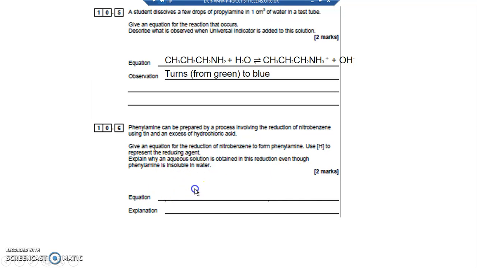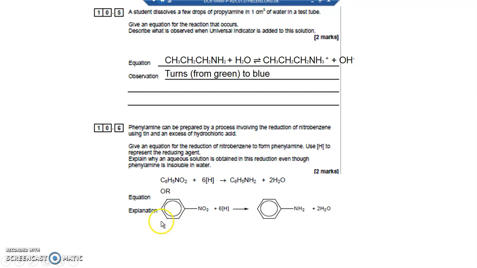Okay, first of all let's do the equation. So you can either write that as C6H5NO2 or you can draw it out as a benzene ring with an NO2, whichever you prefer. Now when those become NH2s, the O's become waters, and I'll need 2 waters to balance the 2 O's. Therefore I'll need 1, 2, 3, 4, 5, 6 H's, and I'll represent that with 6. And the square brackets H means that's coming from the reducing agent from the tin and hydrochloric acid in some way.